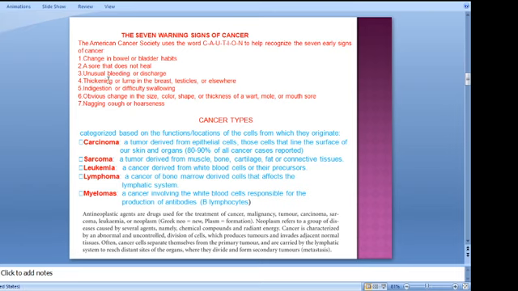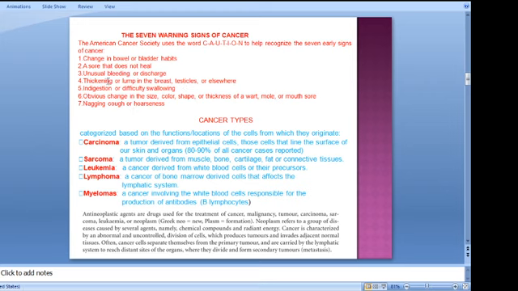The main things are the change in bowel or bladder habit, a sore that does not heal, unusual bleeding or discharge, thickening or lump in the breast or testicles, and indigestion or difficulty in swallowing. Obvious changes in the size, color, shape, thickening of a mole or mouth sore, and nagging cough or hoarseness. These are the important 7 signs of cancer.